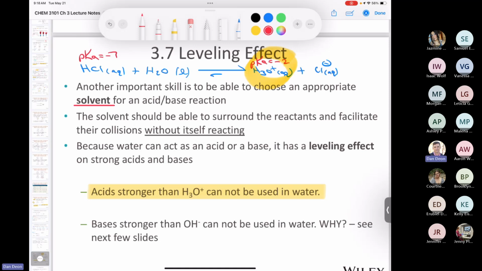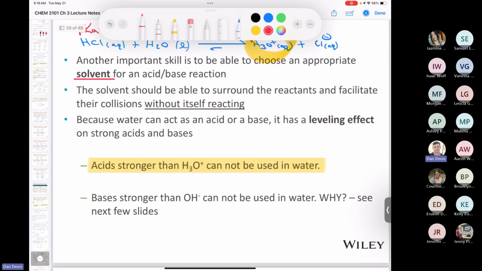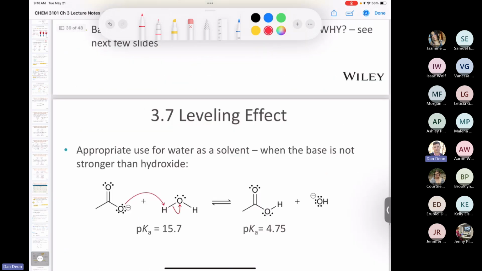So what does that mean? It means we have to understand that because water can act as an acid or base, it does have a leveling effect. As I described before, acids stronger than hydronium cannot be used in water, and bases stronger than hydroxide cannot be used in water. The exact same rationale would apply here. If you have a base that's stronger than hydroxide, it's going to rip all the protons off of water and just form hydroxide ions.